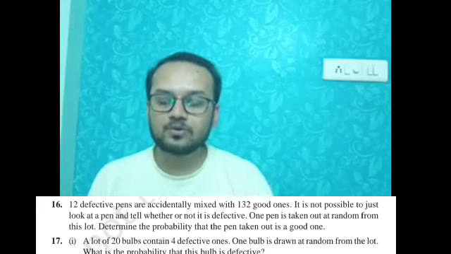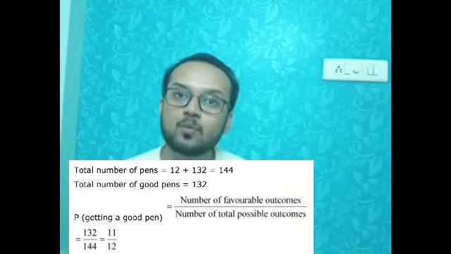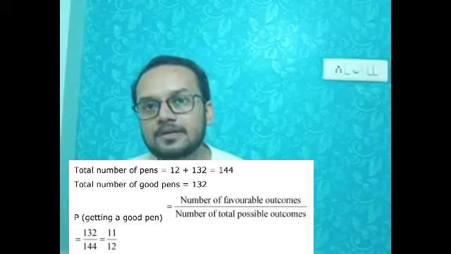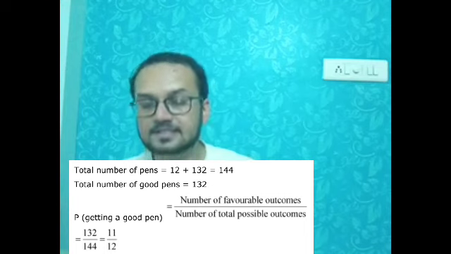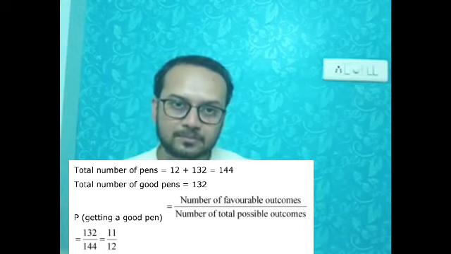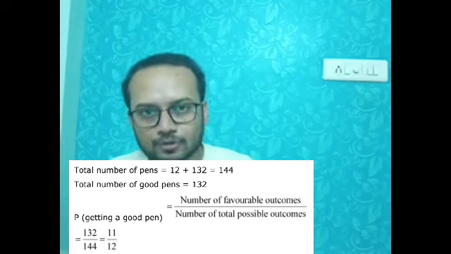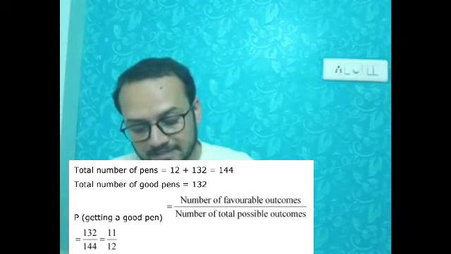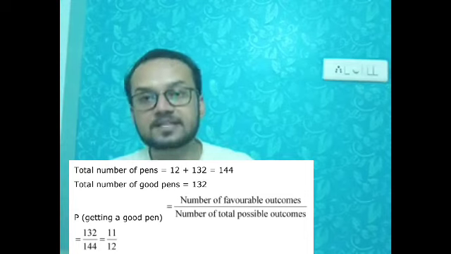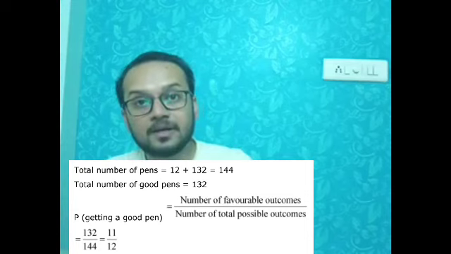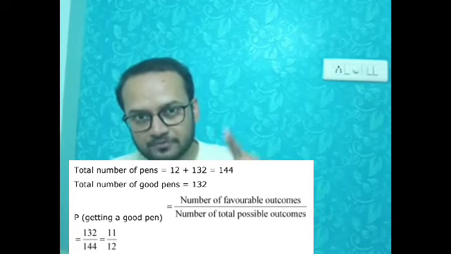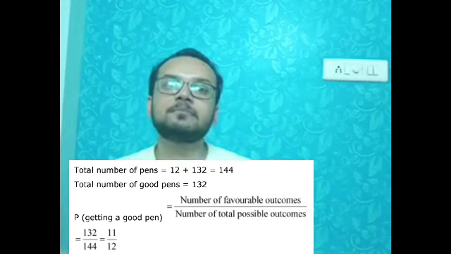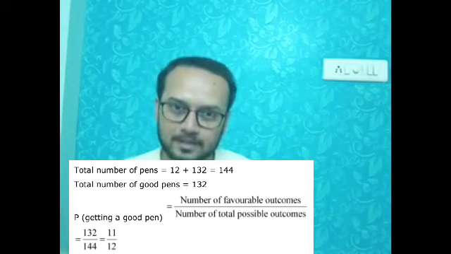Now in this question we have 12 defective pens and 132 good pens. Total number of pens will be 132 plus 12, that is 144. When we pick up a pen, we have to get the probability that the picked up pen is a good one. Suppose we call it P of A. So P of A equals number of good pens upon total number of pens. Here number of good pens is 132 and total number of pens is 144. So the probability is 132 divided by 144. If you get the reduced form of this number, you will get 11 by 12. So the answer is 11 by 12.